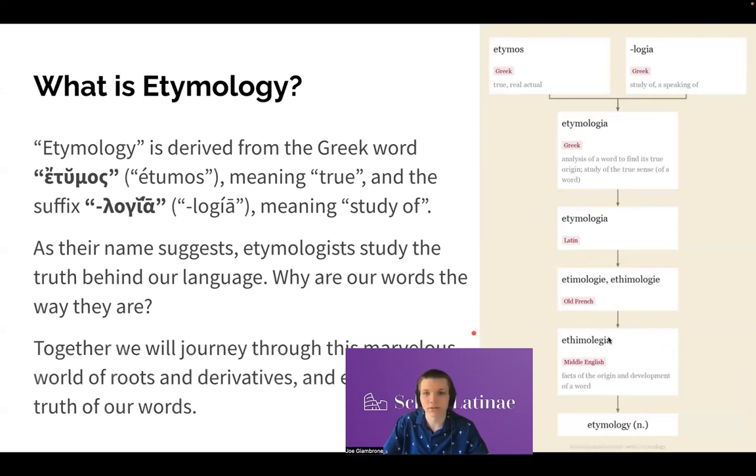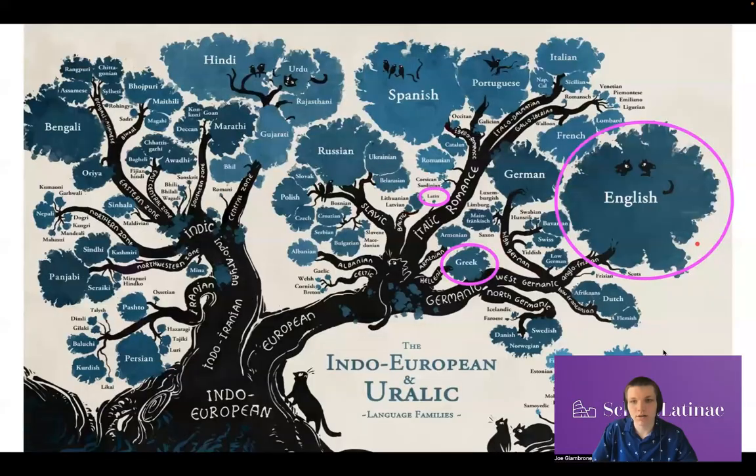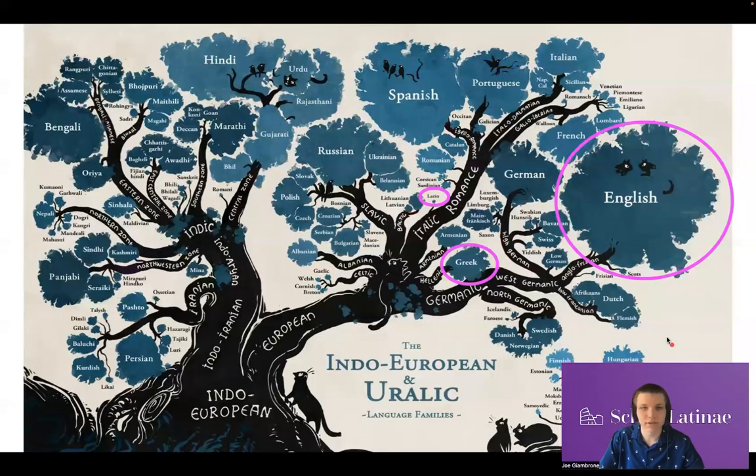And so in our introduction to language video, I showed you this tree, and we pointed out English and Greek and Latin on this Indo-European tree. And so etymology looks less at those individual circles and more at the arrows from one language to another and how the words are changing as they come from Latin into English, from Greek into English.